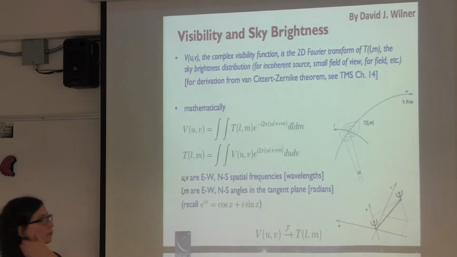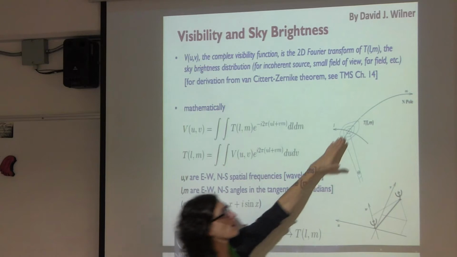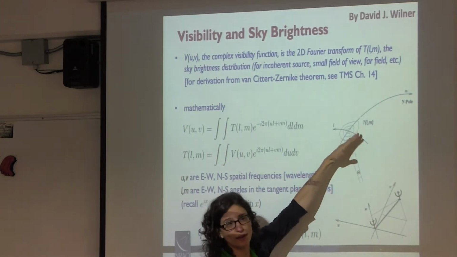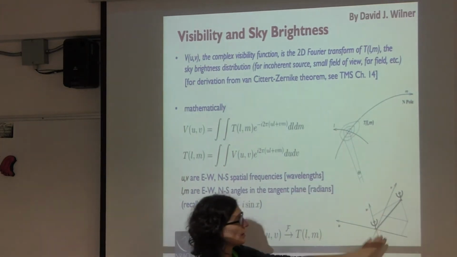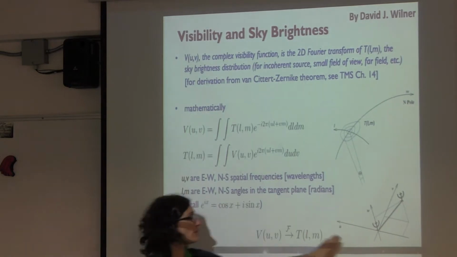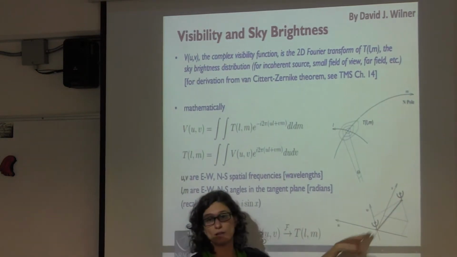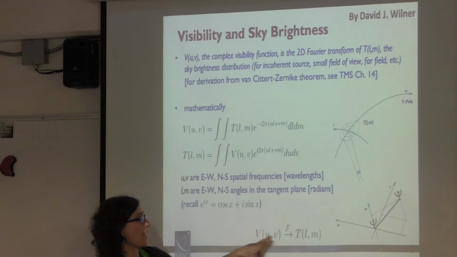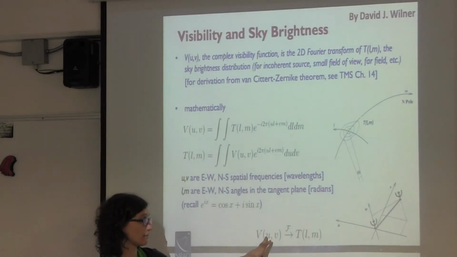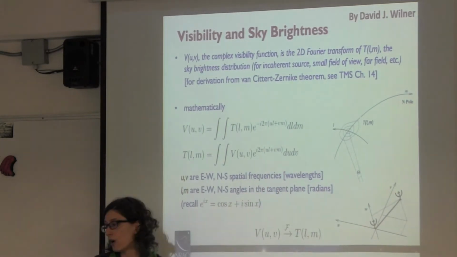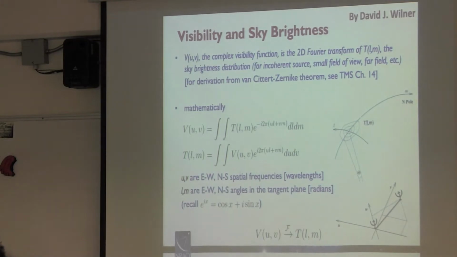Again, just to remind you that this is our source plane, our image plane. This is what we want to recover, and this is what we are measuring. We are measuring visibilities in between baselines. And this is the Fourier transform of the original image.